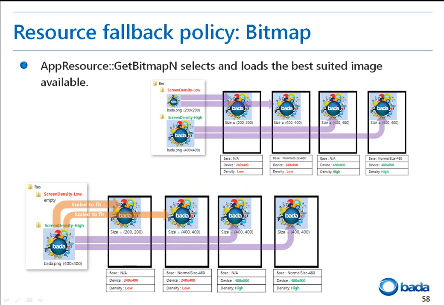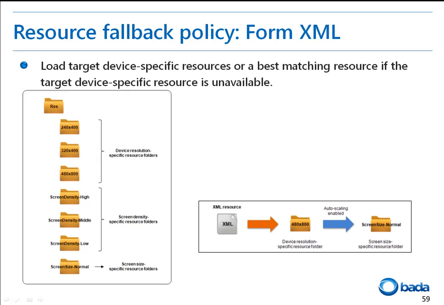The application can then use the app resource getBitmapN method to obtain the bitmap image which matches the screen density. If the matching image doesn't exist, the image of the baseline density folder, screen density high, is used. When the auto option scaling is enabled, you can load target device-specific resources, or a best matching resource if the target device-specific resource is unavailable.